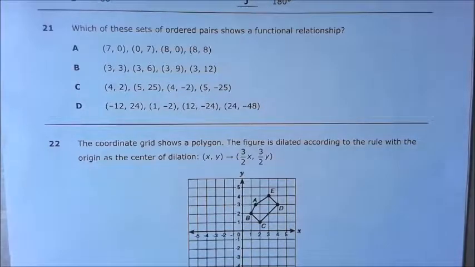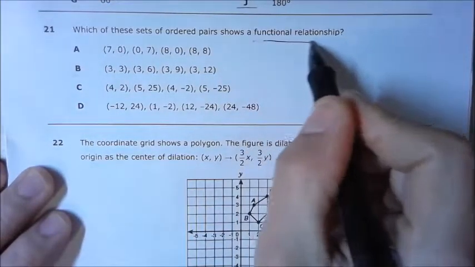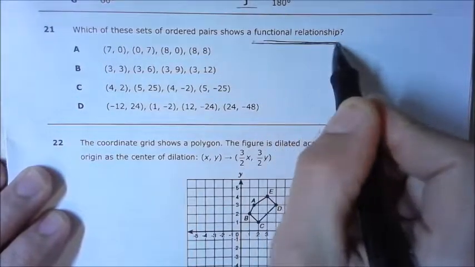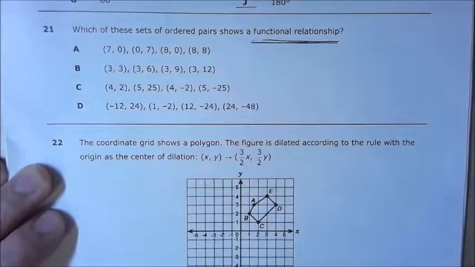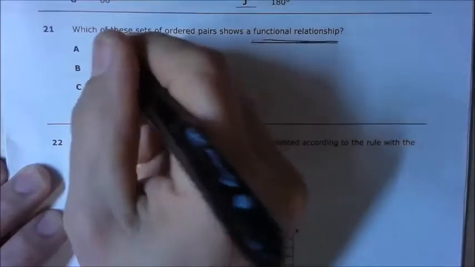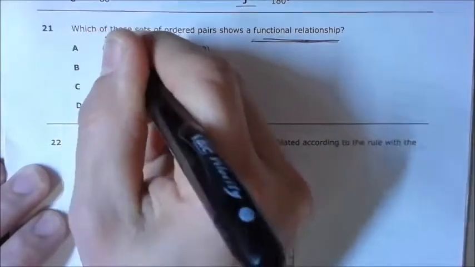Alright, now we're going to go ahead and start on number 21. And on number 21, it says, which of these sets of ordered pairs shows a functional relationship? And when you see that functional relationship, that's just another way of saying that we're trying to find the one that is a function. And remember, when we're looking at functions, we want to make sure that there are no repeating x values. So keep in mind that the first number is your x and the second one is your y.